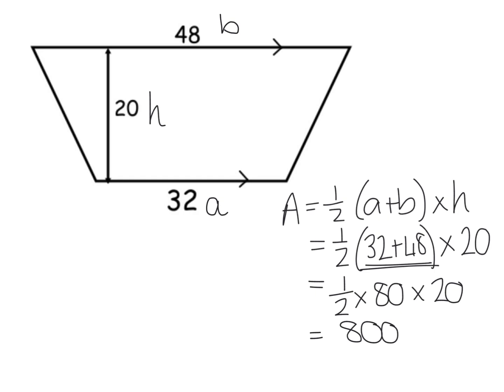Now I've been bad, I've not put units in on this one. So let's just pretend it said centimetres squared. So the area of this trapezium would be 800 centimetres squared, or 800 square centimetres, depending how you've been told to say it.